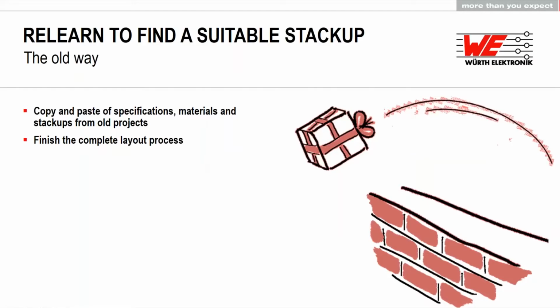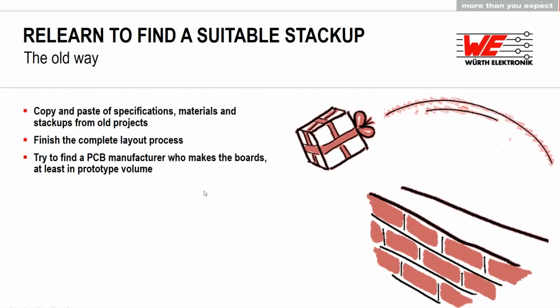So the layout process is finished, completed, and typically the next step is to go to the purchasing department and to try a PCB manufacturer who makes the boards, at least in prototype volume. The next point is an interesting one. What about the series? What about the yield, the reliability, and the cost?